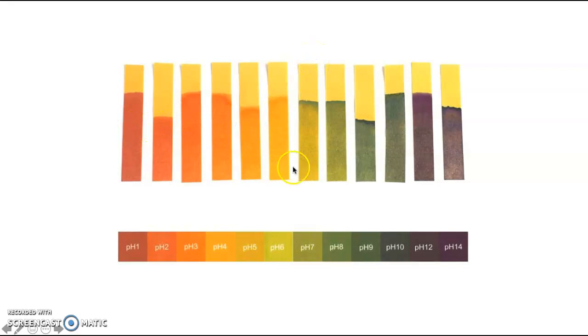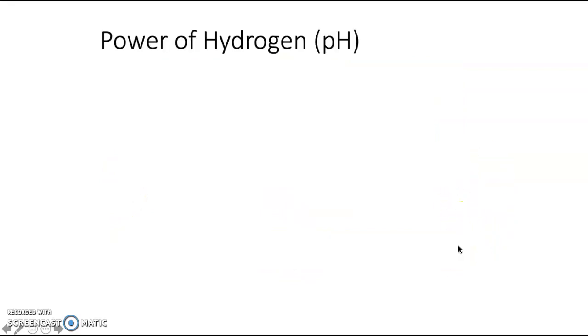Universal indicator, though, makes this nice rainbow, and the color tells us the pH of the solution, and that's because it's actually a mixture of different indicators, which allows for this sort of variation in color across the pH scale. Okay, and just a reminder, if you don't remember from grade 10 chemistry, that a low pH corresponds to an acidic solution. A pH of 7 is considered neutral, and then a high pH is considered a basic solution.